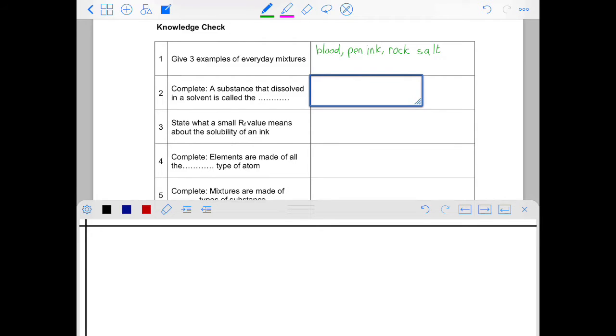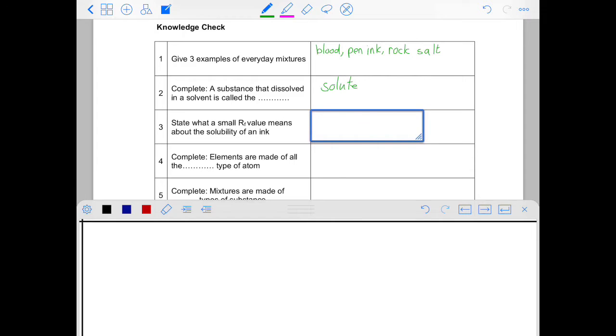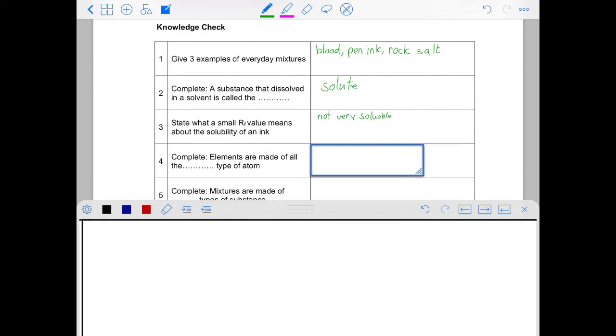A substance that is dissolved in a solvent is called the solute. So that, for example, would be the sugar. If you put sugar in your tea, for example, the sugar will dissolve. Sugar is the solute. A small Rf value means a low solubility of the ink. That means it is not very soluble, because it will not move very far, and so it won't be dissolved well in the liquid.